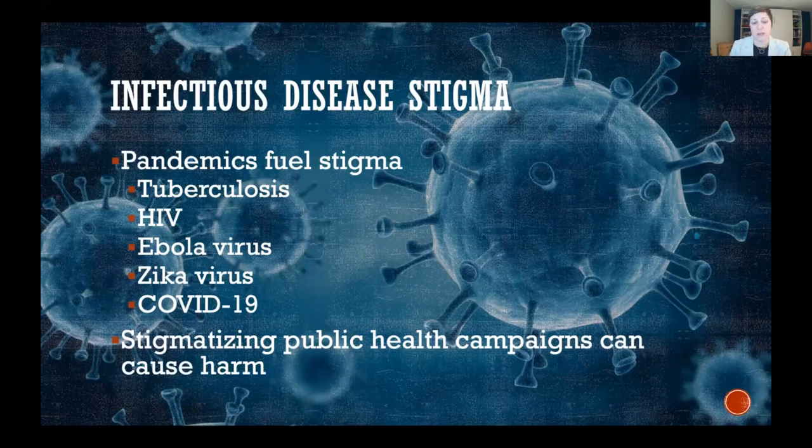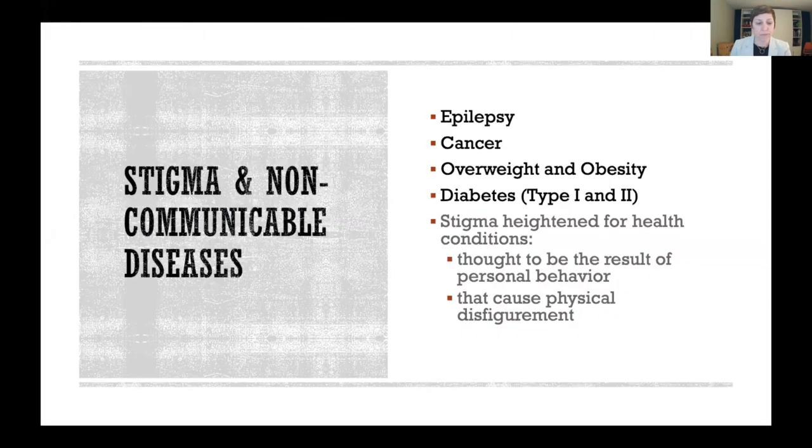The presence of stigma specific to certain infectious diseases has been observed in the HIV pandemic, the outbreaks of Ebola virus and Zika virus, and now, of course, in the COVID-19 pandemic. This is really problematic as the anticipation of stigma during a pandemic can interfere with the adoption of preventive measures, timely testing, and adherence to treatment. So stigma is also common with many non-communicable diseases like epilepsy and cancer.